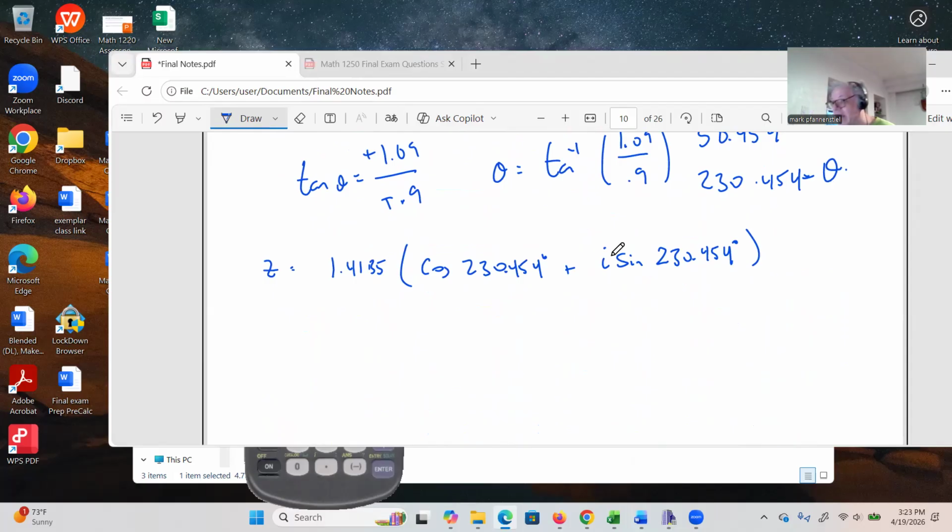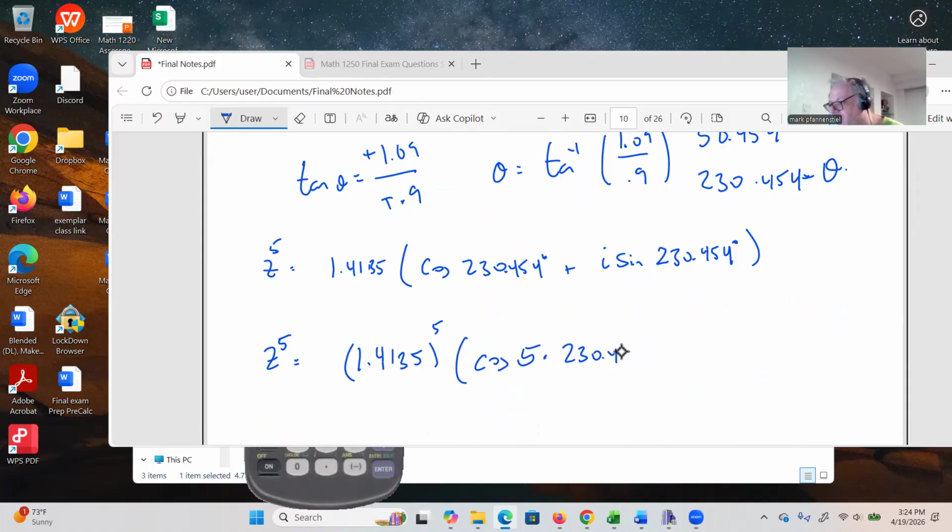But now I have to go ahead and take this to the fifth power. In order to take this to the fifth power, we're going to say z to the fifth is equal to 1.4135 raised to the fifth power times the cosine of 5 times 230.454 plus i sine of 5 times 230.454. These are in parentheses.